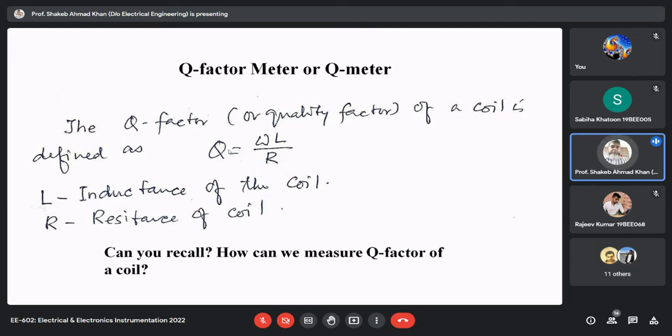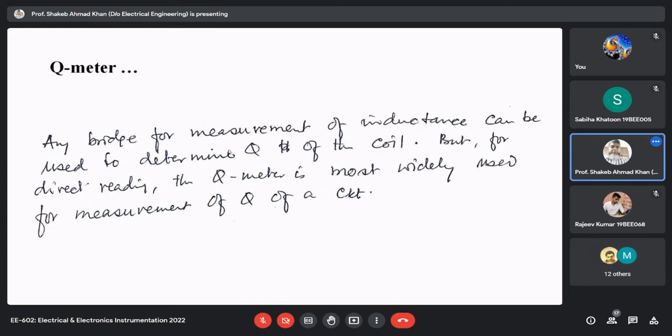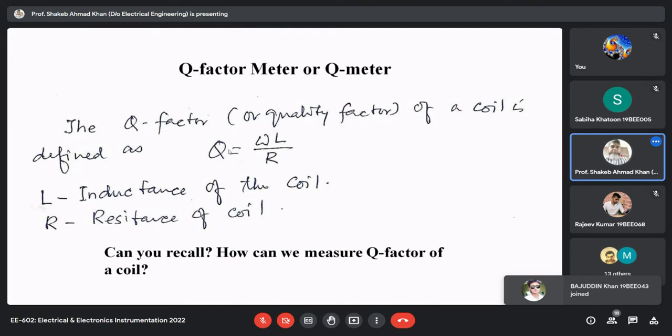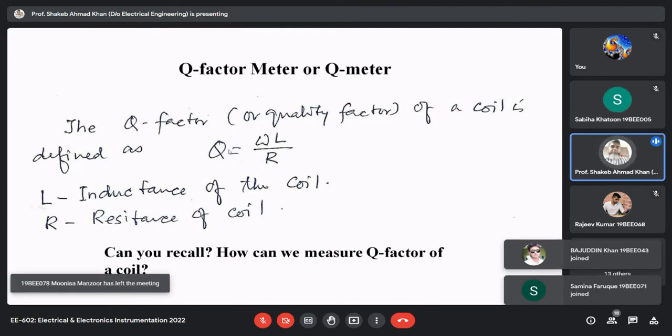But if you are having a meter which can directly tell you the quality factor, you just connect it and you will get the answer, then obviously it will be the better choice. So that's why Q factor meter is used. Q factor meter is a meter which can be used for the direct measurement of your coil quality factor. So a bridge circuit can also be used for measurement of quality factor of a coil, but Q factor meter is basically a dedicated direct reading instrument for the Q factor of the coil.